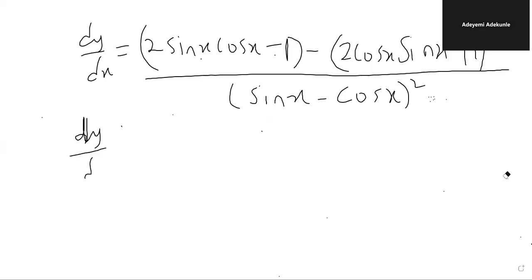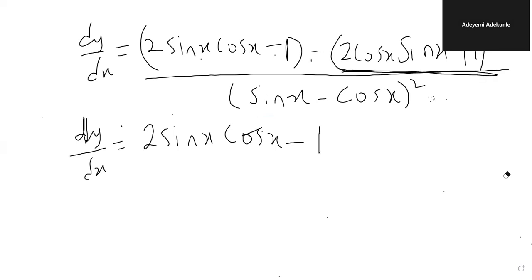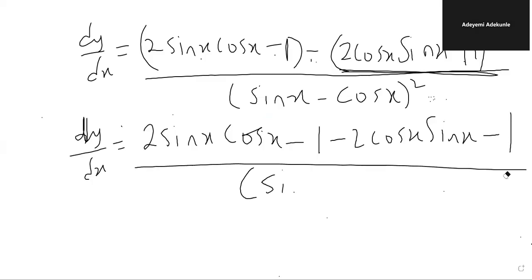So dy over dx can now be written as 2 sine x cos x minus 1. Let's use this minus to open the bracket. So that will be minus 2 cos x sine x. Then minus times plus will be minus 1, over sine x minus cos x all squared. Now, 2 sine x cos x is the same thing as 2 cos x sine x. It's just that the arrangement is different, meaning I can cancel it out.